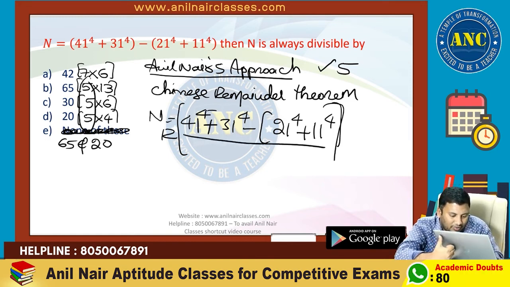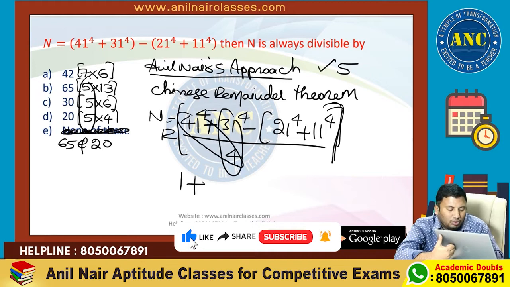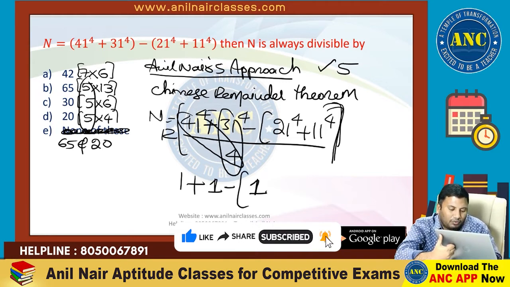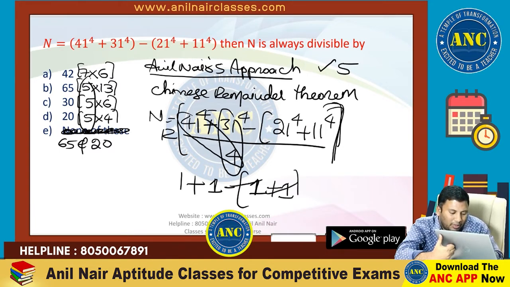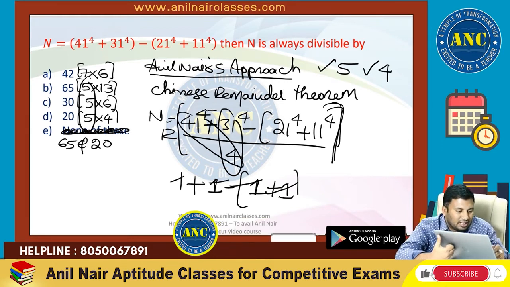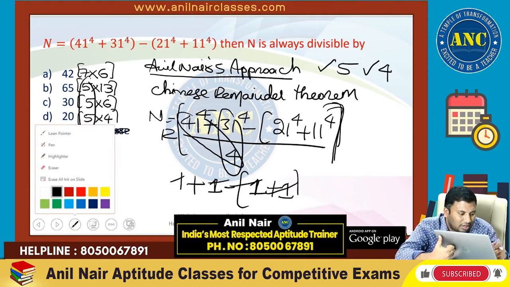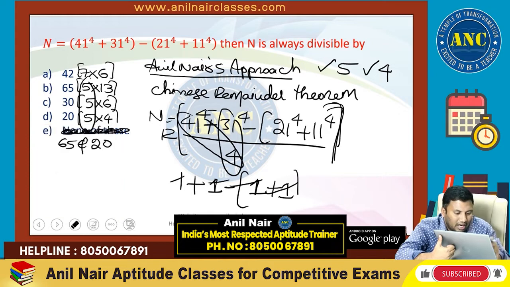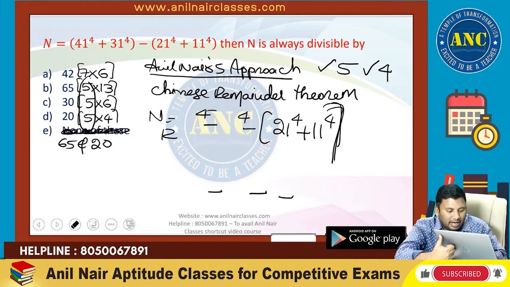Next, if I check with 20, 20 is 4. 4 10s are 40, remainder 1. 4 8s are 32, remainder minus 1. Power even is plus 1. 4 5s are 20, remainder 1. 4 3s are 12, remainder minus 1. Power even, plus 1. 2 minus 2 is 0. It is divisible by 4. So, we are stuck with option D and option E.